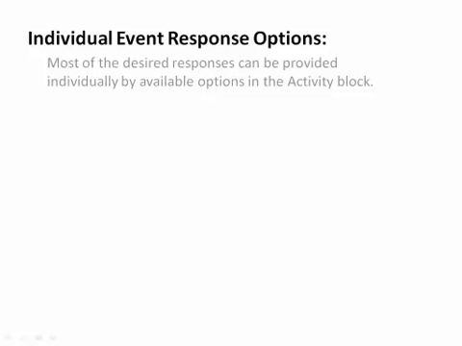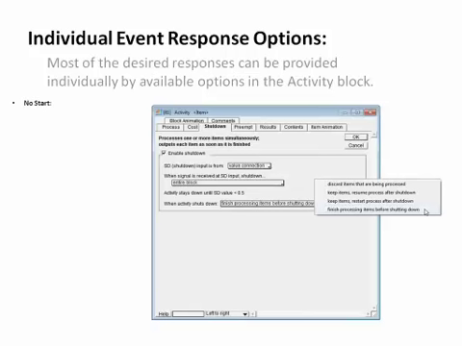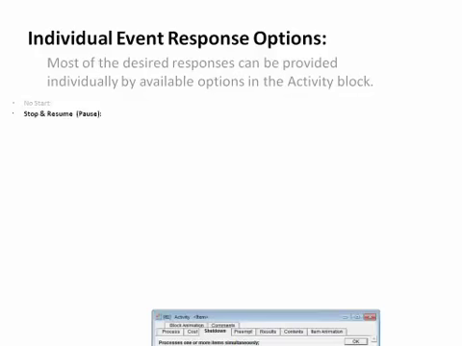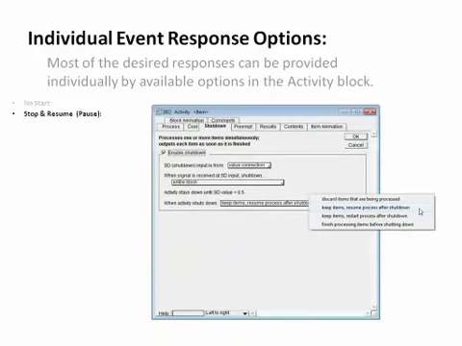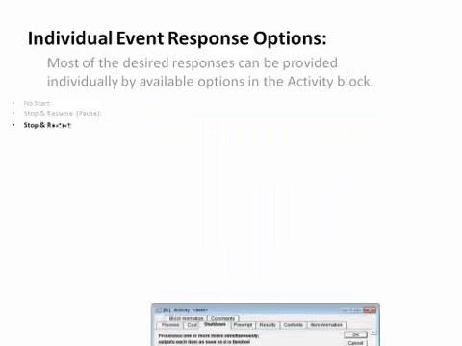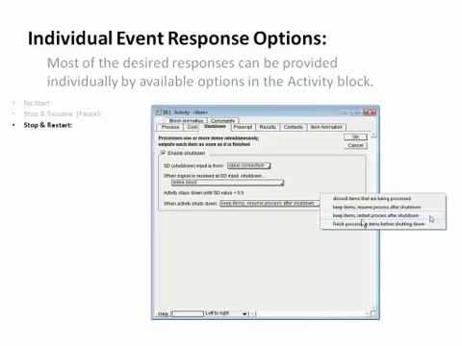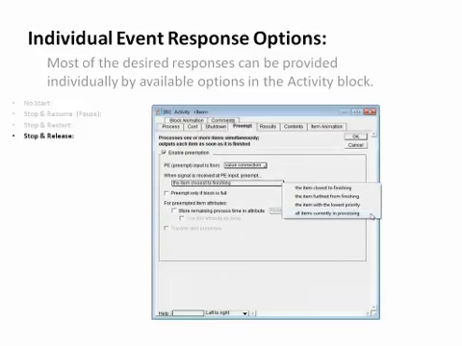Now, most of the desired responses can be provided individually by the available options in the activity block. The no start case is selected when we enable shutdown and choose finishing processing items before shutting down in the dialog of the activity block. The stop and resume similarly can be chosen when we say keep items, resume process after shutdown. Stop and restart is keep items, restart process after shutdown. And the stop and release is where we use the preemption option.